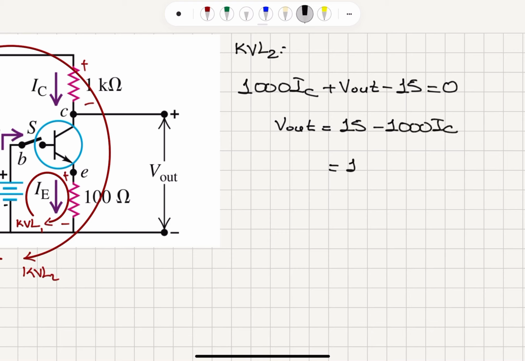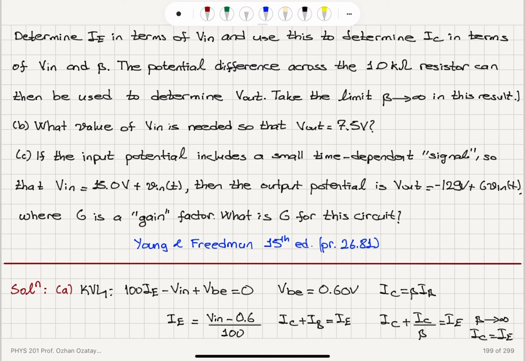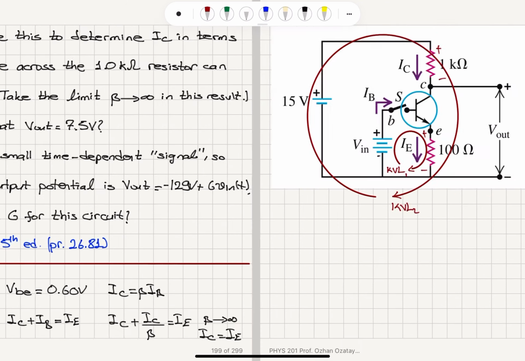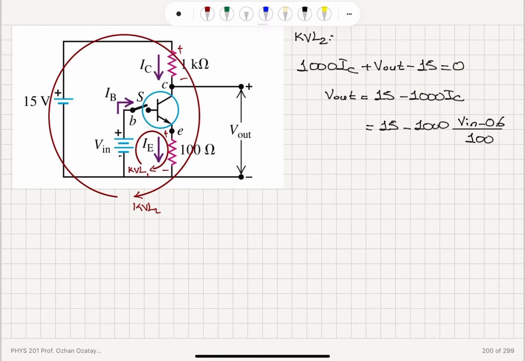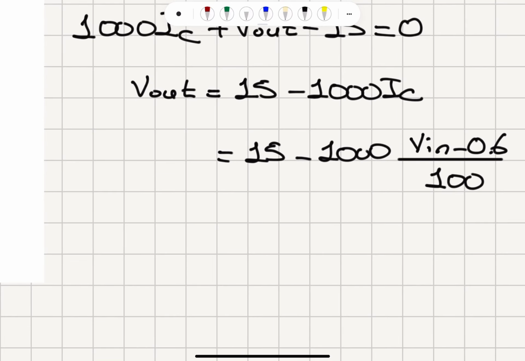This is 15 minus 1000 times the collector current, which I have found using KVL1 to be V in minus 0.6 divided by 100. Let's check that result here. V in minus 0.6 divided by 100 is the emitter current, but emitter current is the collector current as beta goes to infinity. So that's what I have substituted here.